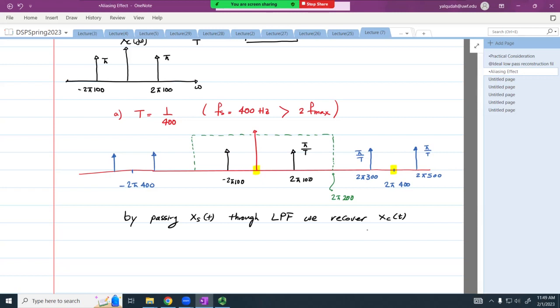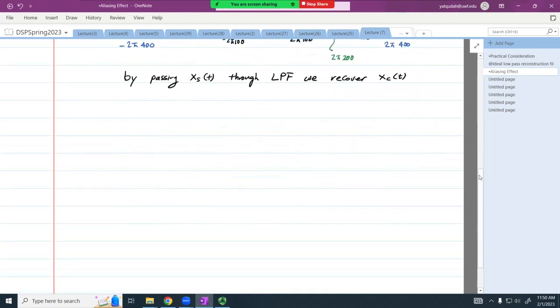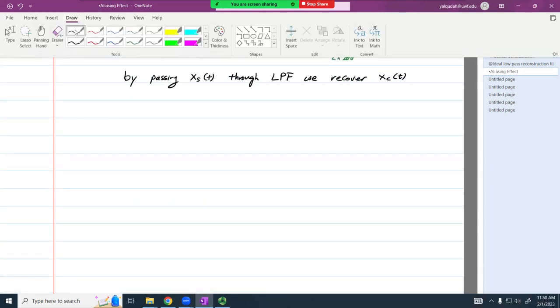Now we said the cutoff by default is 2 pi multiplied by 200, but it can be anything from 2 pi multiplied by 100 all the way to 2 pi multiplied by 300. Agree? This filter, we have flexibility in how we choose it. It could be all the way from here, all the way to here. Any of these filters will recover my original signal. Is there aliasing or anything? No. Perfect.